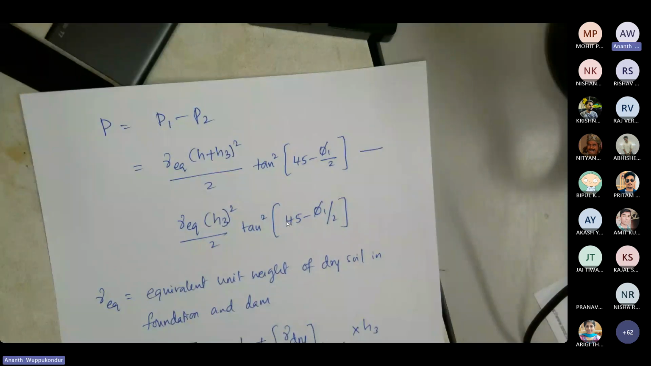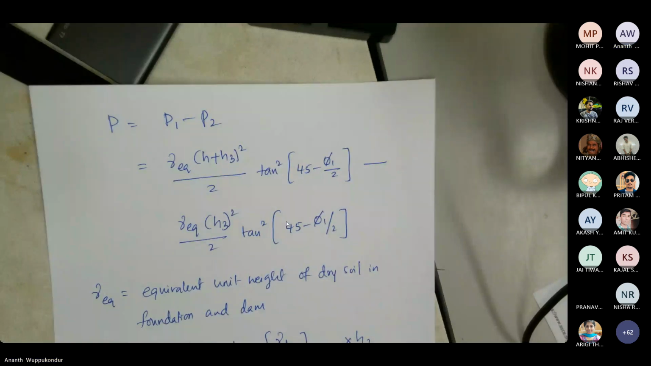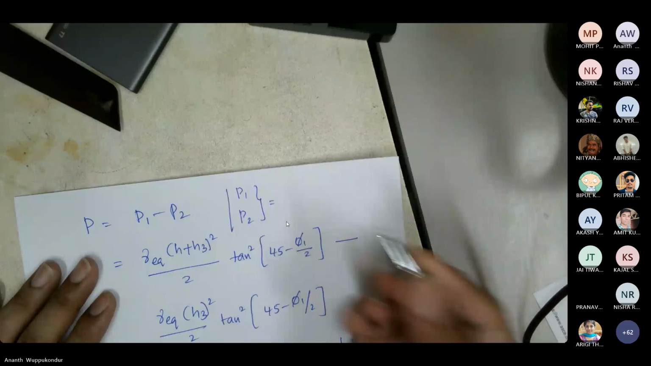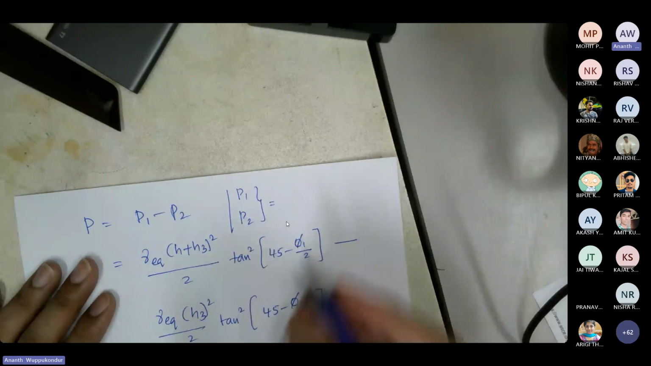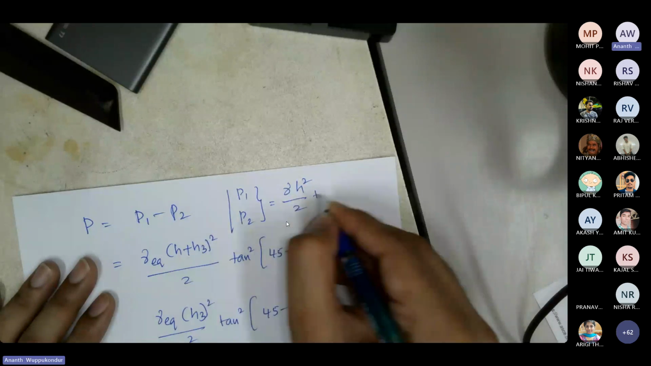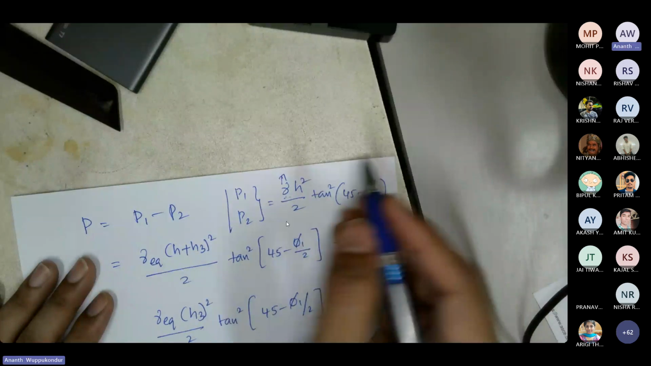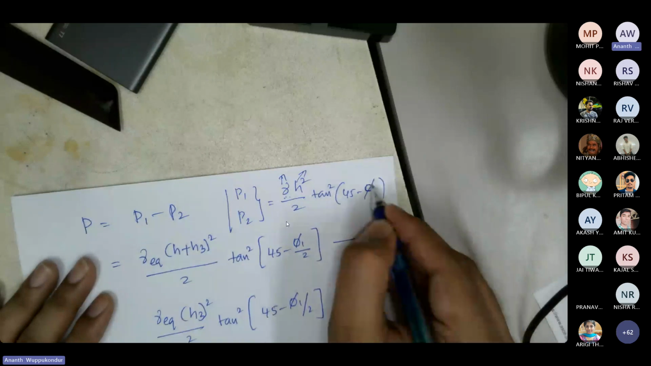Now, we need to calculate what is P1 and P2 individually. And once we calculate P1 and P2, then you can take the difference, P1 minus P2. So either P1 or P2, they are a function of gamma h square by 2 tan square (45 minus phi by 2), where gamma is the unit weight of soil, h is the depth, and phi is the angle of internal friction.